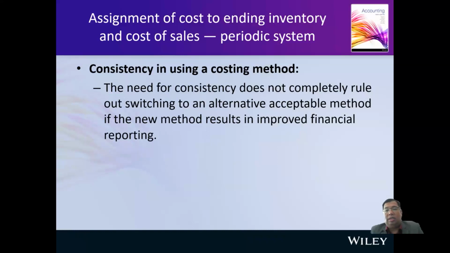The need for consistency does not completely rule out switching to an alternative acceptable method if the new method results in improved financial reporting. For example, the accounting standard in your country prohibits the use of the LIFO method, but you use the LIFO method. Maybe the accounting standard in your home country asks you to use the FIFO method. So you should move to the better method. Maybe they have a good reason for it.